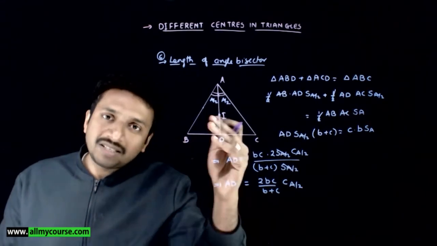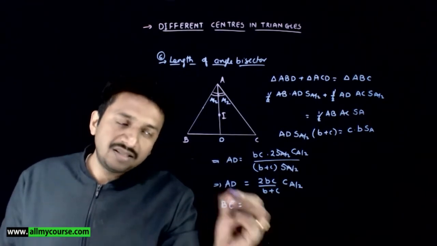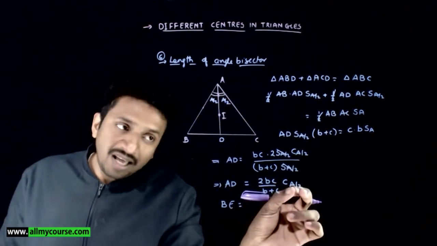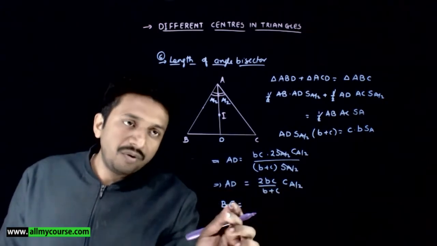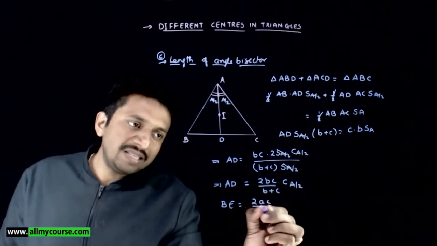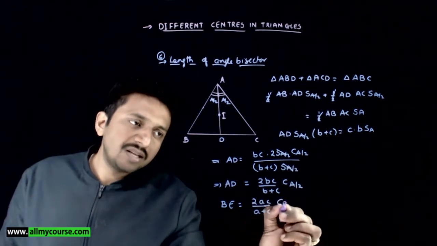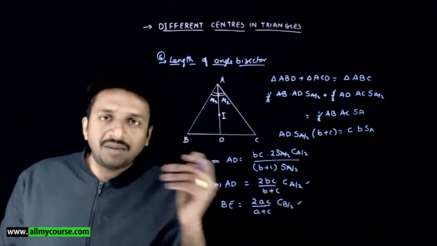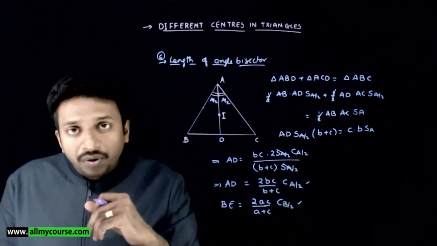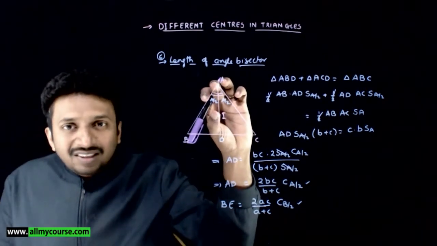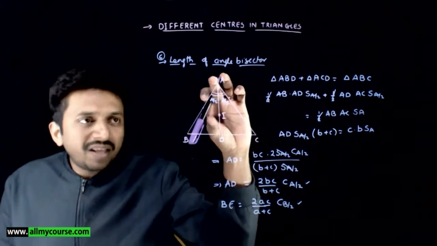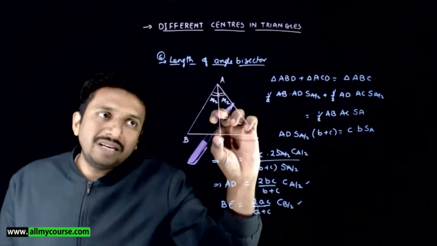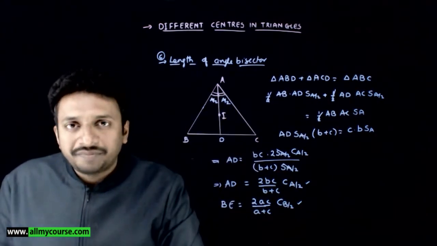Similarly, if you want the angle bisector of angle B, BE is equal to, so if you want the angle bisector corresponding to A, you have a here and the remaining two sides here. So if you want it corresponding to B, you have 2ac by a plus c times cos B by 2, and so on. If you want CF, it is 2ab by a plus b times cos C by 2. So we know the length of the bisector up to AI, and we know the total length also. From these two, we can find the ratio of distances AI to ID also.